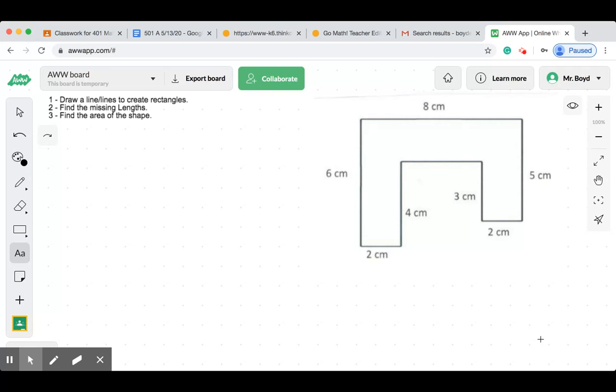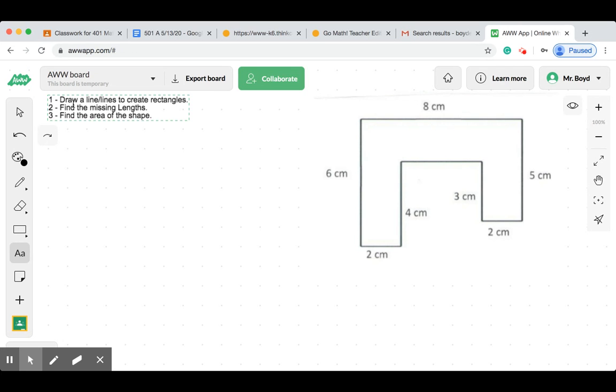So it's going to be the same where we're going to create rectangles. It's going to be a little bit different where we have to find the missing lengths. And then it's going to be, again, the same when to find the entire area of this shape, you must find the area of your rectangles and add them together.